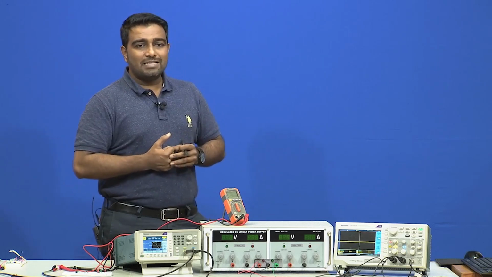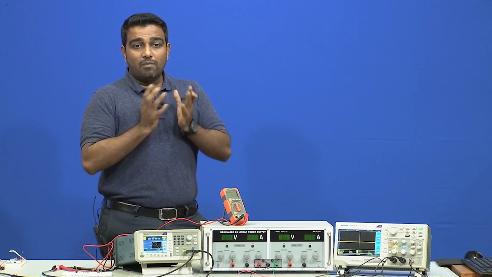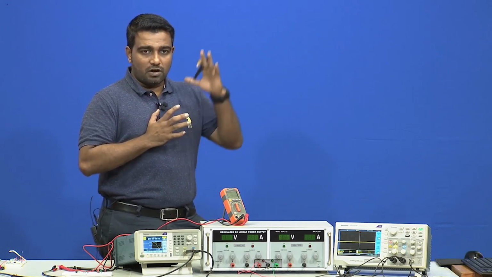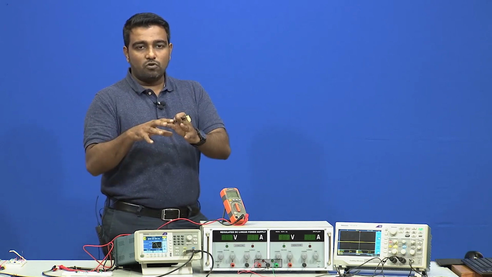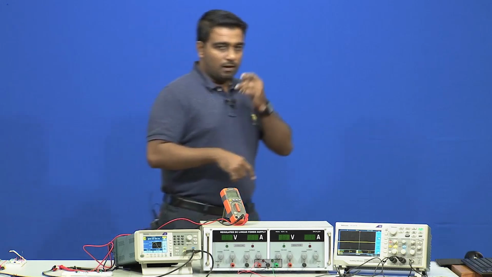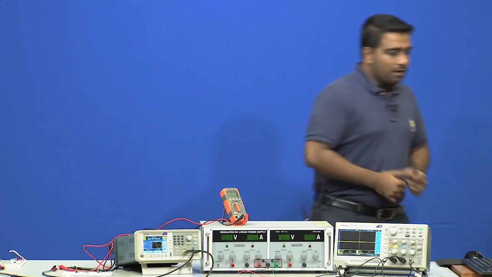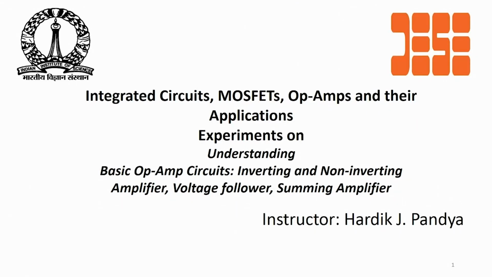Let us quickly see what exactly the inverting amplifier was, since it was already covered in the theory class, then we will see how to perform the experiments. If you look at the screen, today we are understanding the basic op amp circuits. These are all basic op amps. There are far more complex op amp circuits, but we start with the basic things.